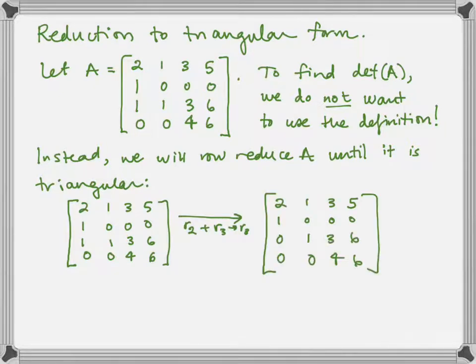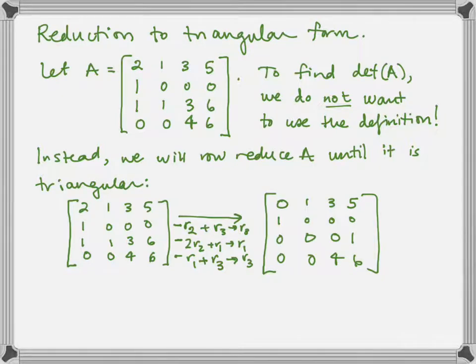Alright, we take row 2 plus row 3 to row 3, and whoops, as usual I have a typo. Let's make that negative row 2 plus row 3 goes to row 3. Okay, now let's take negative 2 row 2 plus row 1 to row 1. Alright, we've done that now. Then we'll take negative row 1 plus row 3 to row 3.